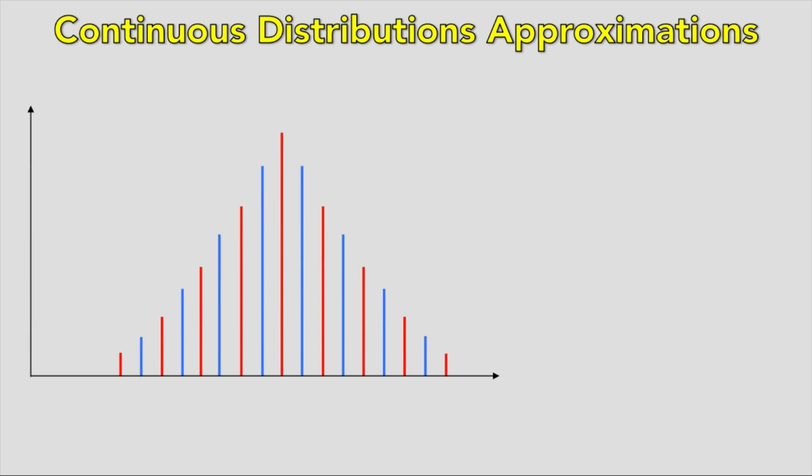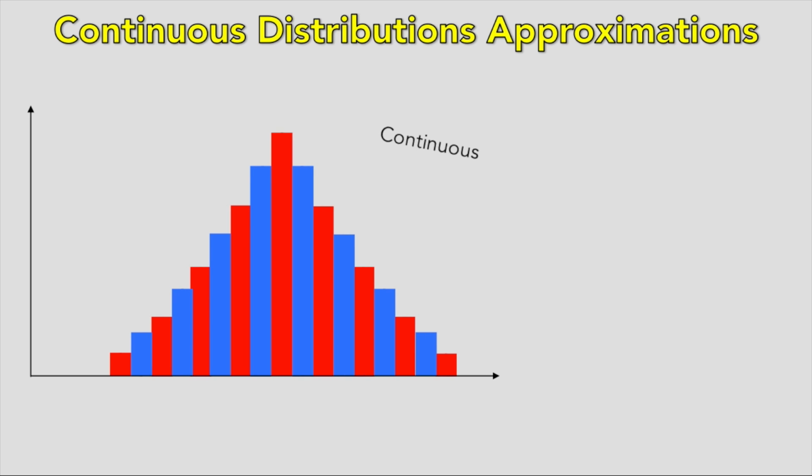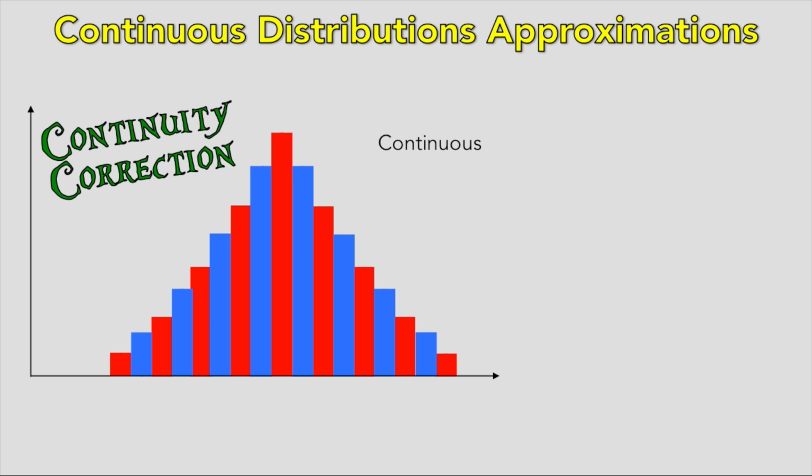So you may want to approximate discrete uniform distributions like this with continuous distributions like this. To do this, you need to do continuity correction. Continuity correction, that's the one.